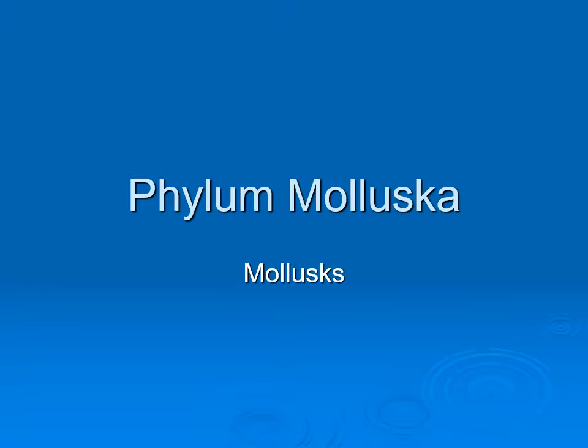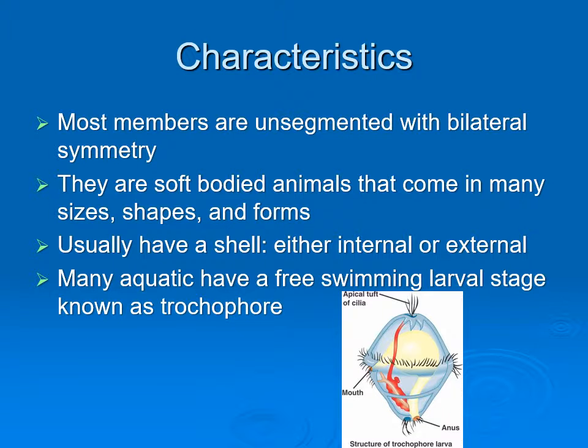So we'll be starting our look at upper invertebrates with mollusks, or mollusca. There are certain characteristics that mollusks share. Most members are unsegmented with bilateral symmetry. They are soft-bodied animals that come in various shapes and sizes and forms, and we'll talk about what those different shapes and sizes are as we progress through this PowerPoint.